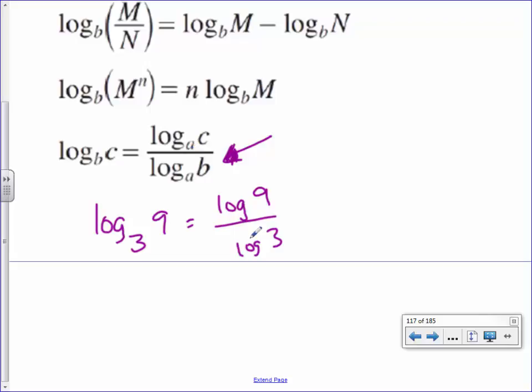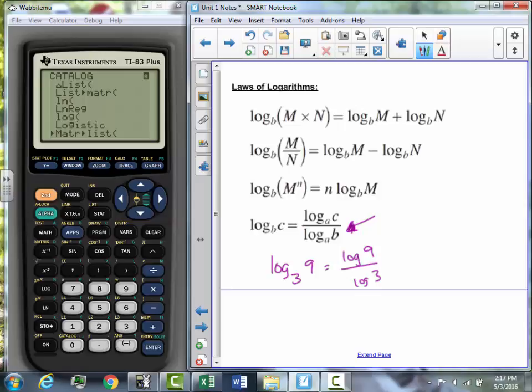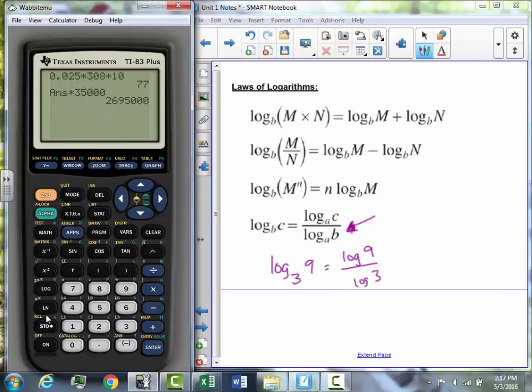So if you have your graphing calculator, let's try a few of these here. If you can't type in like the log with the little base thing, try this. Try the log of 9 divided by the log of 3. Essentially, I'm saying how many 3's are there in a 9? And the answer is 2, because 3 times 3, 2 3's, is a 9.